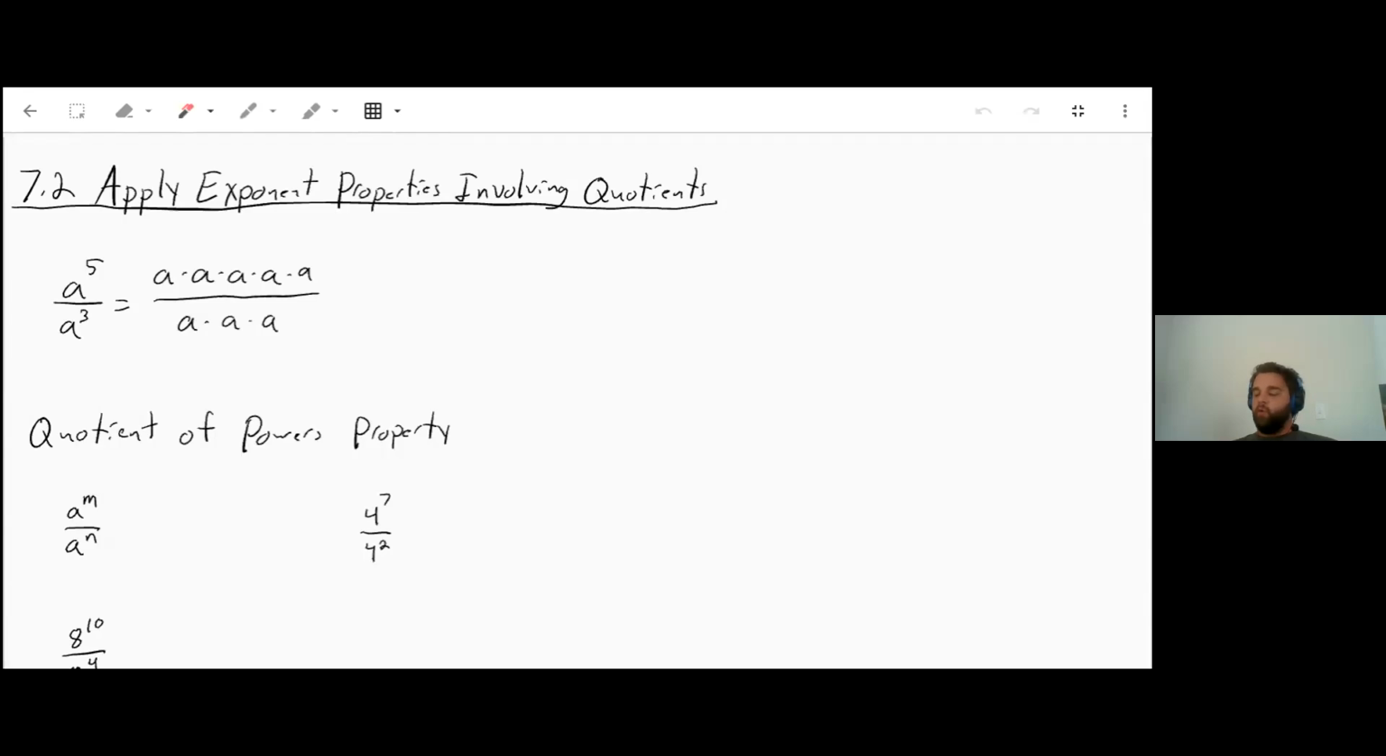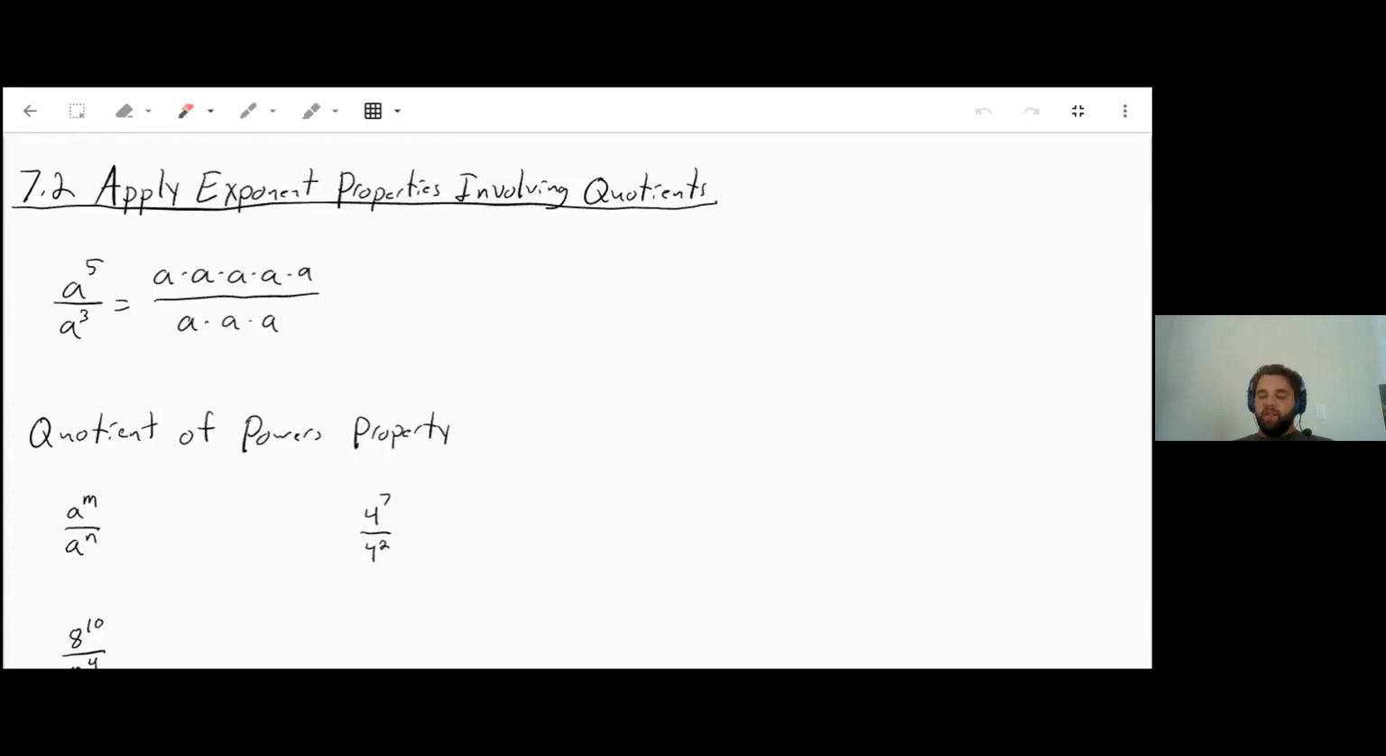Welcome to section 7.2, apply exponent properties involving quotients. Now, what we're going to try to come up with here is when we have two terms that have the same base, one in the numerator and one in the denominator, what can we come up with as a pattern to help simplify that a little bit?